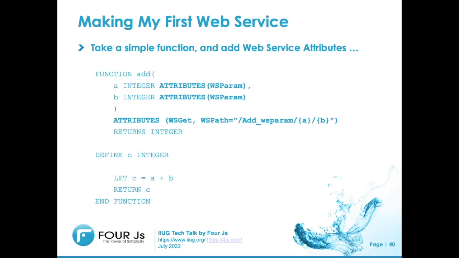For a first step with web services, take a simple function and add some web service attributes. So you can see here this function has attributes WSParam alongside each parameter, and then for the function definition, WSGet, WSPath.